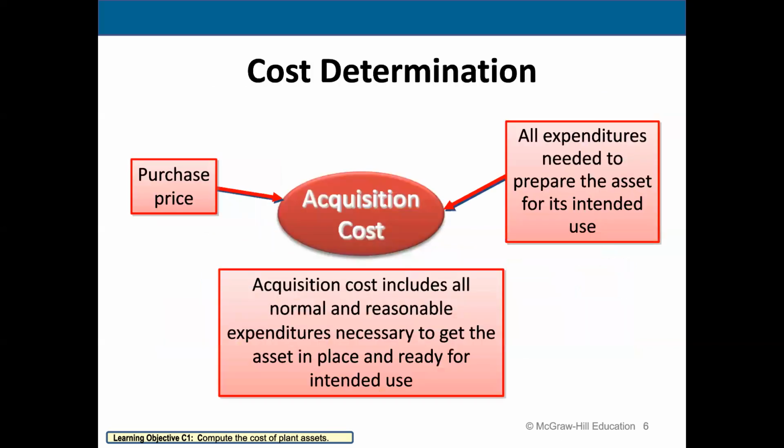So the last thing I just wanted to cover in this little video is how do we determine the cost? And the answer is really it's the purchase price, whatever we pay for it, plus any expenditures needed to get it ready for use. That could be the cost of shipping it to you, the cost of paying taxes. I'll give you an example.